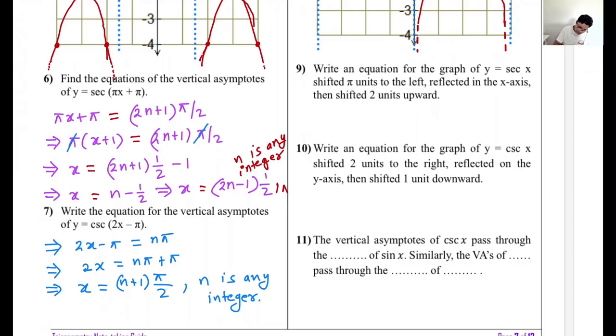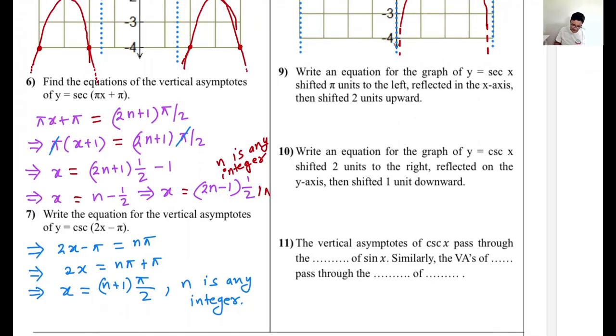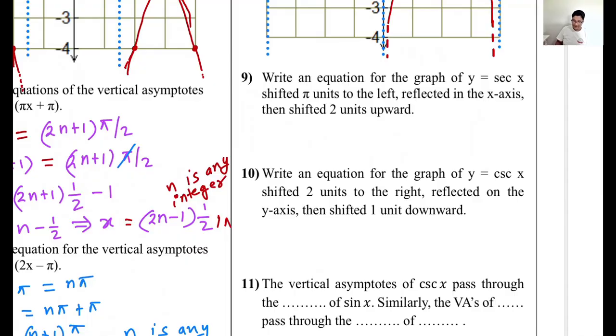Moving on. Write an equation. We have three more questions and these are simple ones. We're almost done. Write an equation for the graph of y equals sec x shifted pi units to the left, then reflected on the x-axis, and then shifted 2 units upwards.